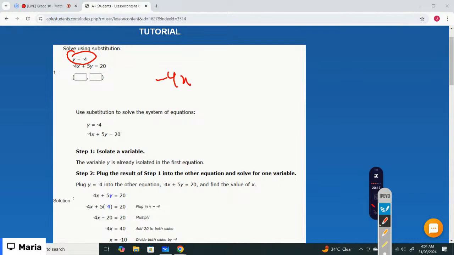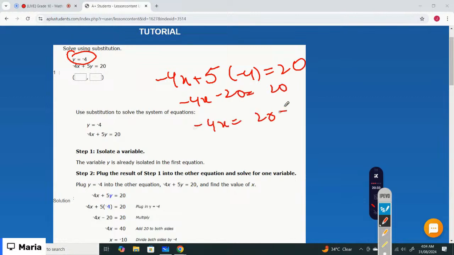So just do -4x plus 5, replace the y with the value that is -4, equals 20, right? -4x minus 20 equals 20. So you have -4x equals 20 plus 20, that is 40. -4x equals 40 and x equals -10. So you already have y, that is -4. x is -10, y is -4. So the correct option is: the solution of the system of equations is -10 and -4.